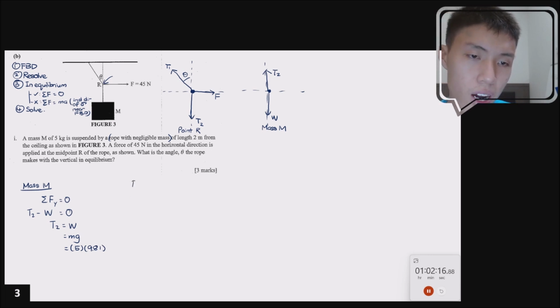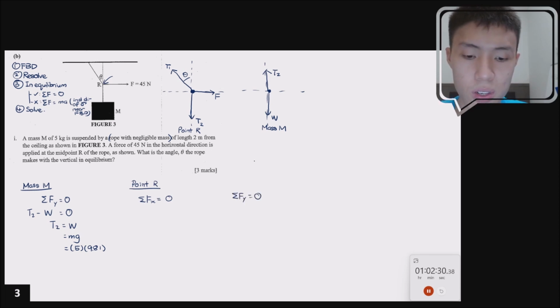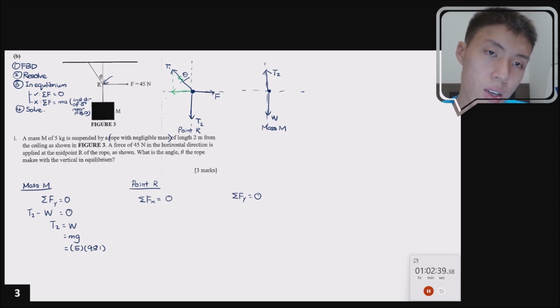Next, for point R, we know that it's also in equilibrium. So for point R over here, I should expect the sum of Fx to be equal to 0, and the sum of Fy to also be equal to 0. But before we do anything, we should probably resolve it. I forgot there's step 2 over here that I need to resolve. Let's resolve it. Break it open. So this one will be T1 sine theta. Based on this theta over here, this is T1 cos theta.